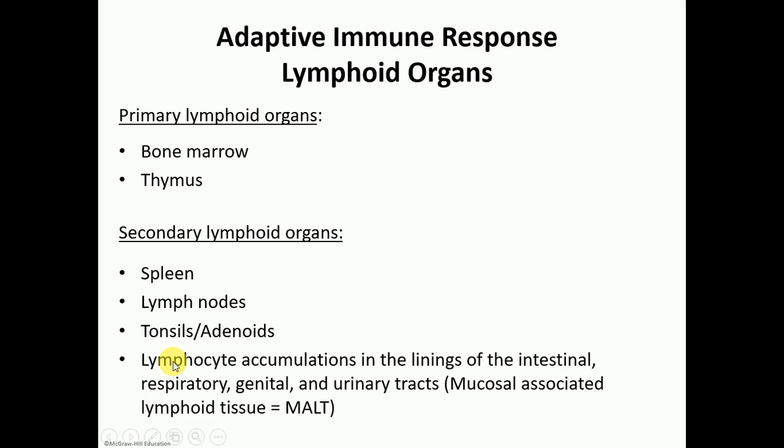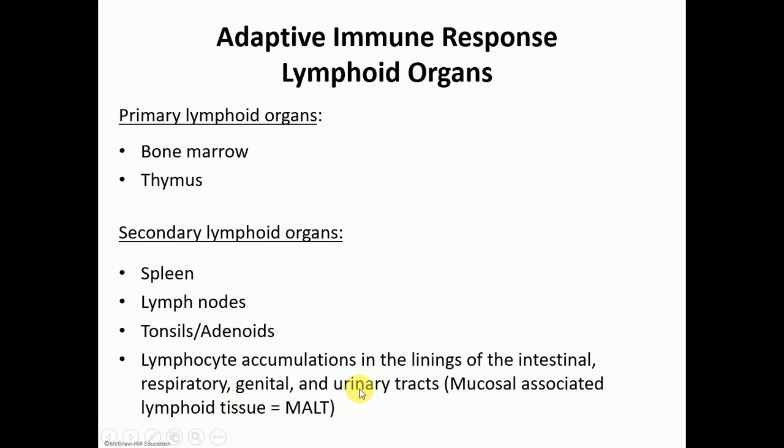And then we have lymphocytes that are scattered throughout the body. If they are gathered together in relationship to areas that are lined with a mucous membrane, we call them mucosal associated lymphoid tissue, or MALT. So we have these little aggregations of lymphocytes that are found in the intestine, respiratory tract, genital, and urinary tracts.